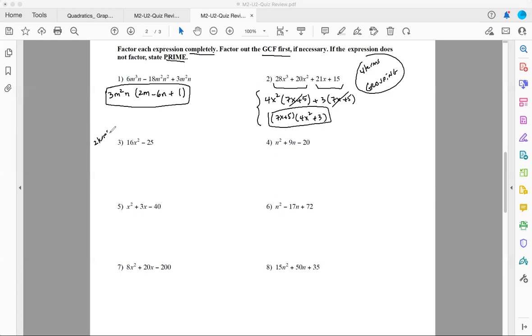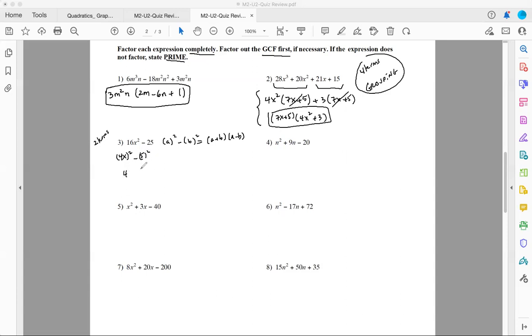And with two terms, we often associate that with the difference of squares. So I want to see if this looks like something squared minus something squared, a squared minus b squared, because we know from the difference of squares that this is going to be a plus b multiplied by a minus b. So let's see, is this the case? 16x squared is 4x quantity squared, minus 25 is actually 5 squared.